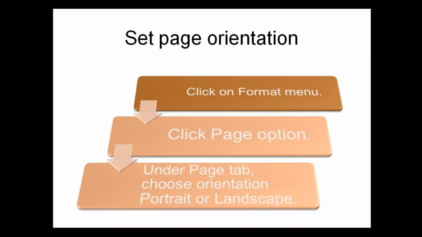Next is set page orientation. How can you set the page orientation before printing the document? For that, first of all, you have to click on the Format menu, given in the menu toolbar. Then click on the Page option inside the Format menu. Then under the Page tab, choose orientation, portrait or landscape.